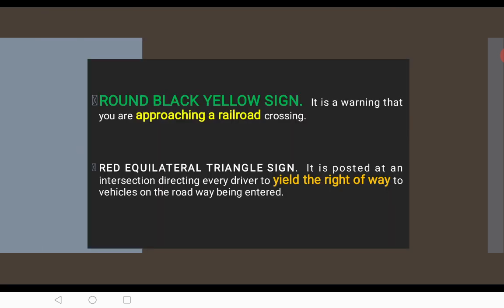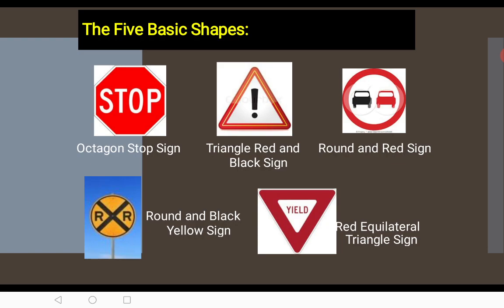When you see a round black and yellow sign, it is a warning that you are approaching a railroad crossing. When you see a red equilateral triangle sign, it is posted at an intersection directing every driver to yield the right of way to vehicles on the roadway being entered. So these are the signs I am referring to: the octagon stop sign, the triangle red and black sign, the round and red sign, the round and black yellow sign, and the red equilateral triangle sign.